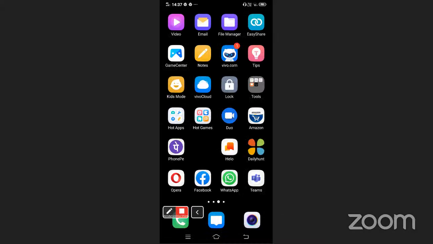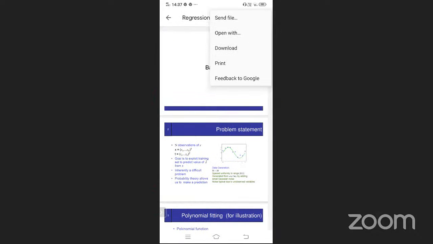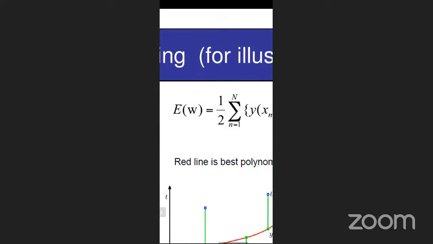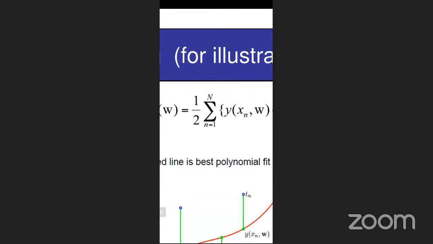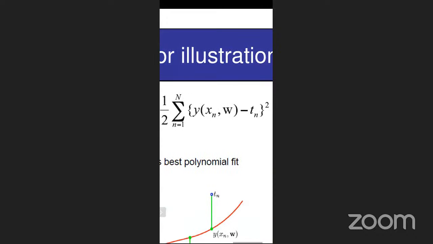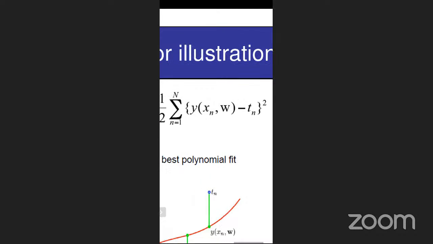Everybody is clear how you got this. So this is again related to empirical risk minimization. Why am I saying that? You see, n equal to 1 to N. N is nothing but the number of training examples, the number of training points for which you want to regress upon. And this y(xn, w) minus tn is a loss. If the curve is passing through all the points, what do you think this error will be?